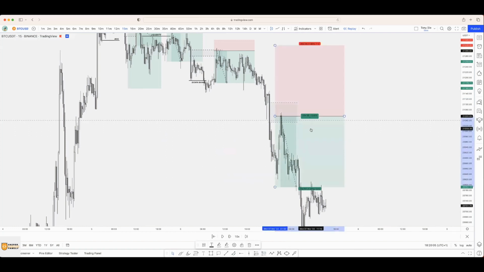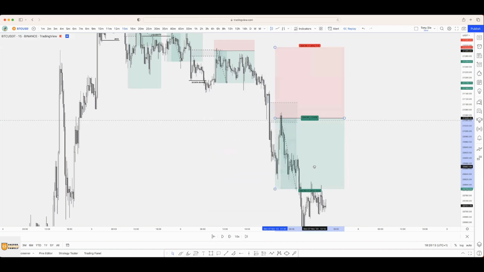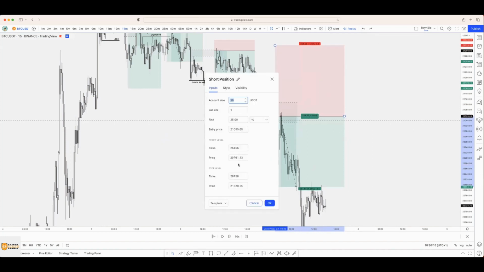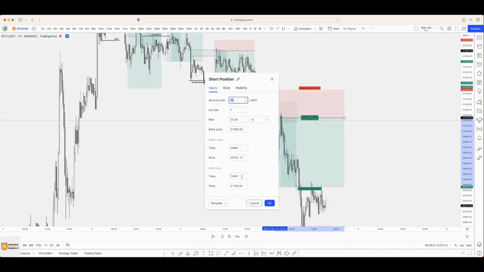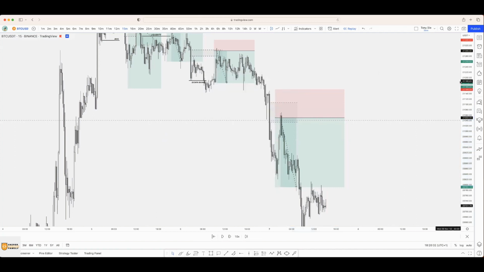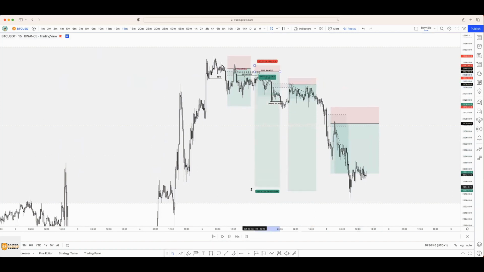Could have placed the entry here, 2100. Could play on 50. So that's a 50 level. Stop loss can go above this first candle, about 105. Yes, that's another entry. Okay, and these two you're aiming for what? 1, 2, 3. Right. These ones are already running in massive profits. This, and then this.